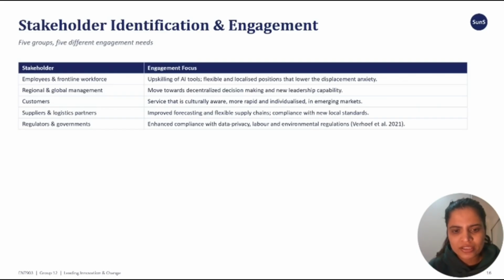Suppliers and logistics partners gain from better demand forecasting but need to align with new local standards. And regulators and governments benefit from improved compliance with privacy, labor, and environmental rules. A one size fits all engagement approach won't work here. Each group needs tailored communication.